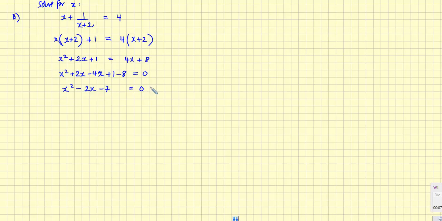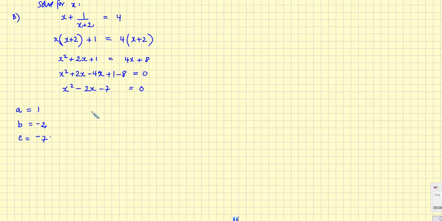is equal to 0. All right, having been given this, I know that there are no two numbers that multiply together and equal negative 7 and added give me negative 2. I could complete the square, but at this point I'm choosing to use the quadratic formula. So I'm going to say my value of a is equal to 1, my value of b is equal to negative 2, and my value of c is equal to negative 7.